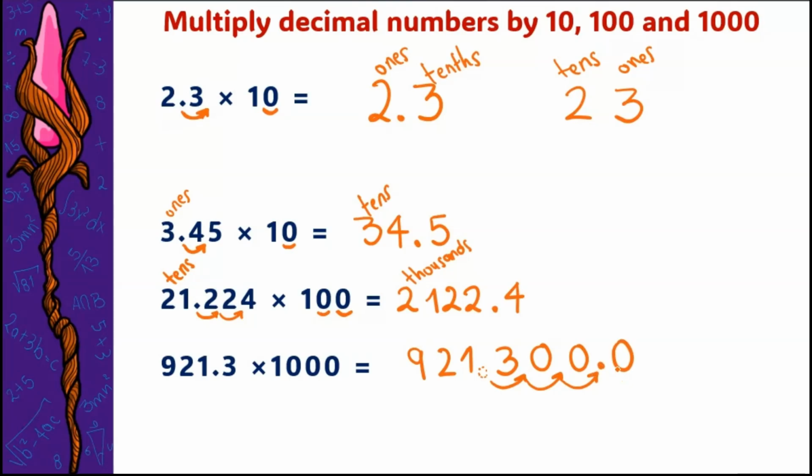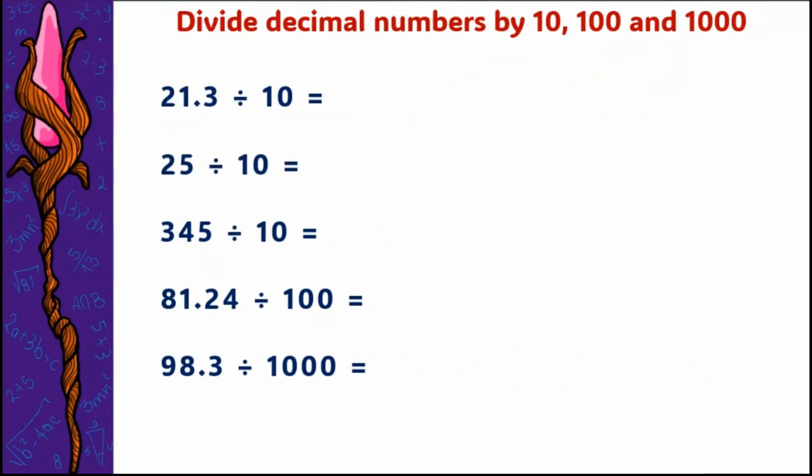Notice that again, since we don't have any digit in the decimals, we don't have to write it. So just 921,300. Again, you can write it with comma for thousands. 921,300.